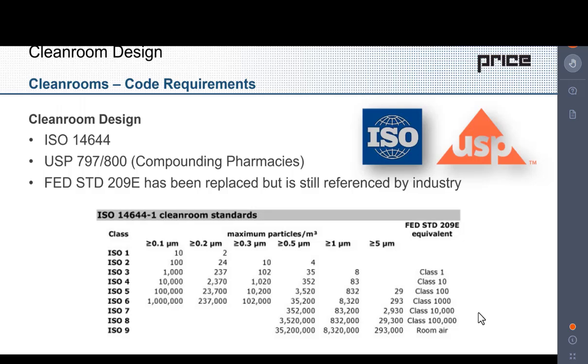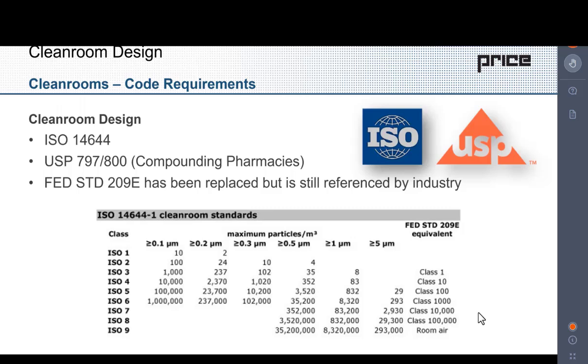USP, which we'll get into in a little more detail in a few slides, is what governs compounding pharmacies, and it builds off of ISO 14644, but it introduces pressure relationships into the design requirements. And finally, the Fed standard 209E has been replaced by ISO 14644, but it's still common industry jargon.